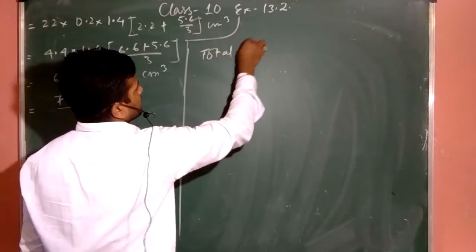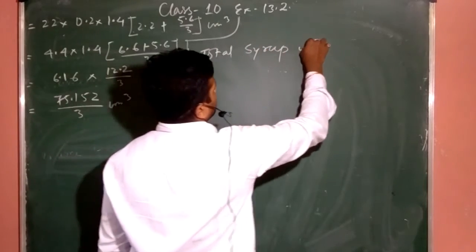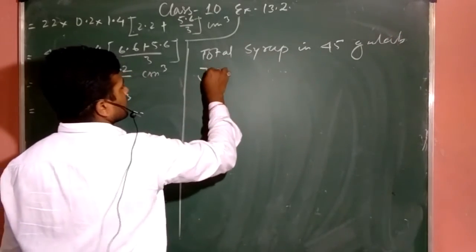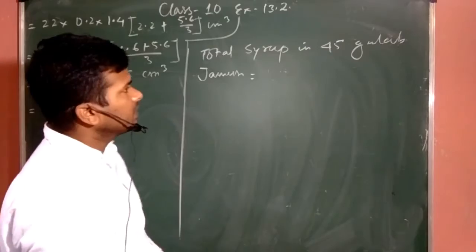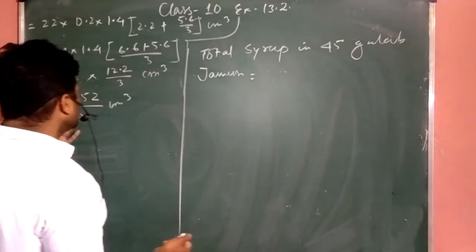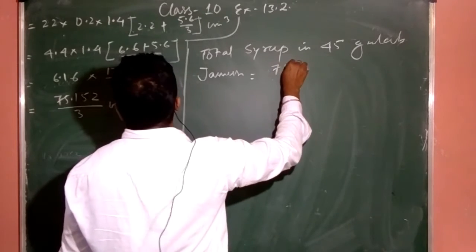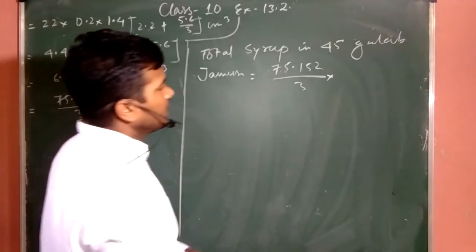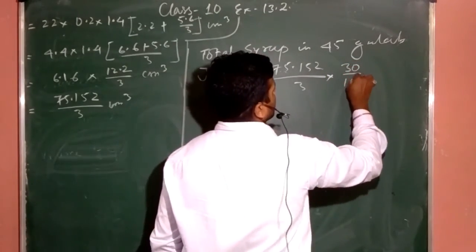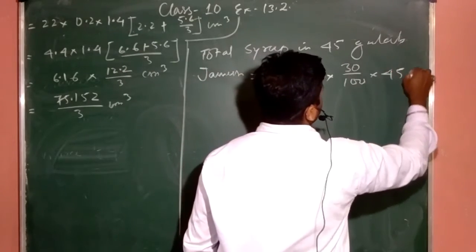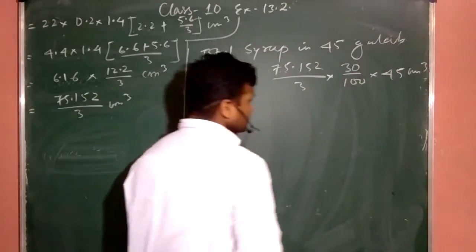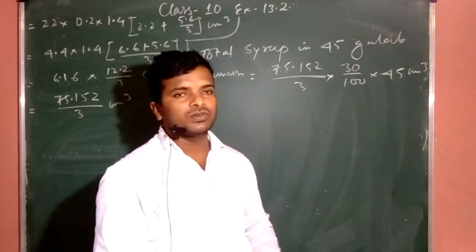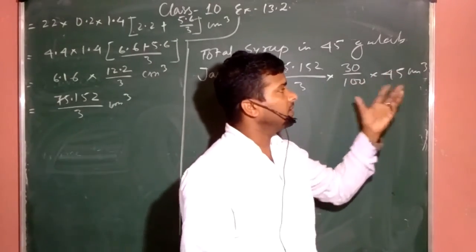Total syrup in 45 gulab jamun is equal to this volume, 75.152 divided by 3, into 30%, so 30 by 100 into 45, so 45 centimeter cube. Okay, this one is the volume for 1 gulab jamun, but we need to find only 30% because 30% is only the syrup, and we need to find for 45, so into 45.